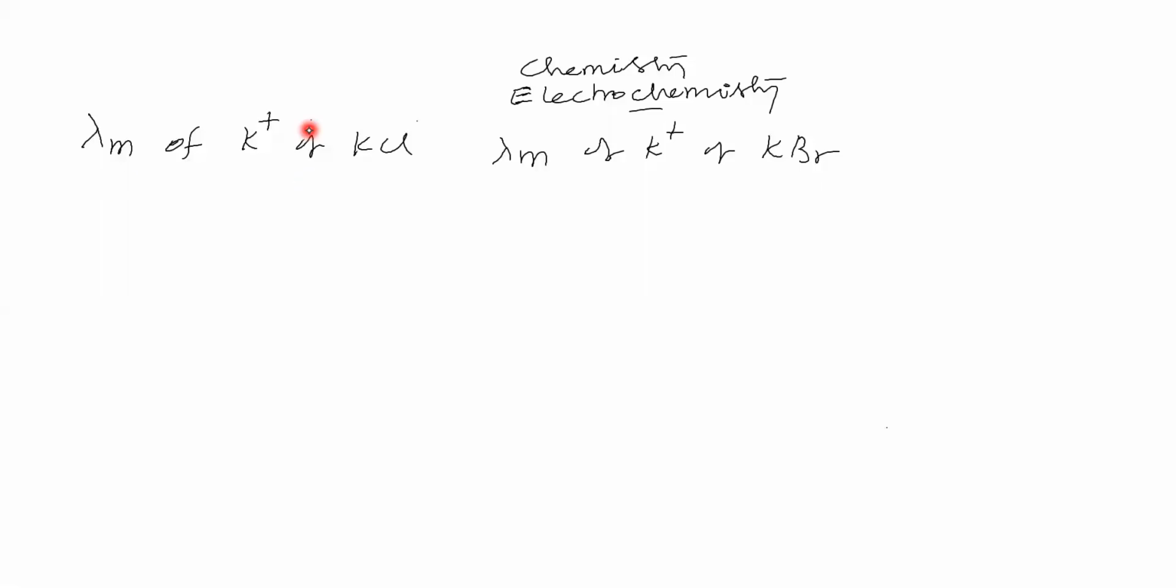Now see, in the KCl solution, K plus ions are present, Cl minus ions are present. K plus ions carrying current, using that we can get molar conductivity of K plus. Cl minus ions also carrying current, using that we can get molar conductivity of Cl minus. In the same way, in this KBr solution, we can get molar conductivity of K plus ions and molar conductivity of Br minus ions.